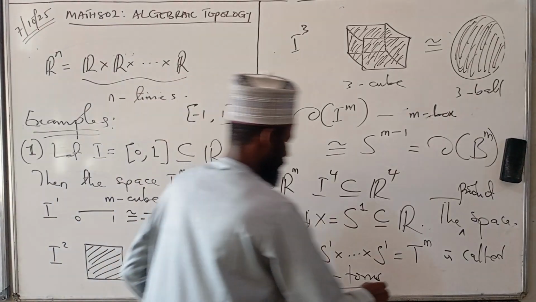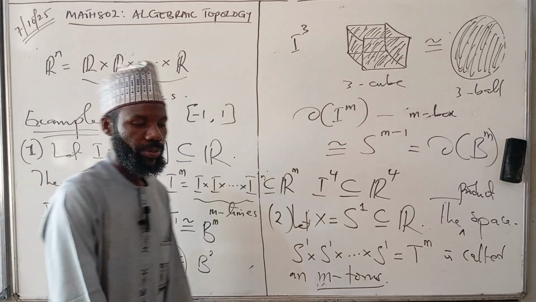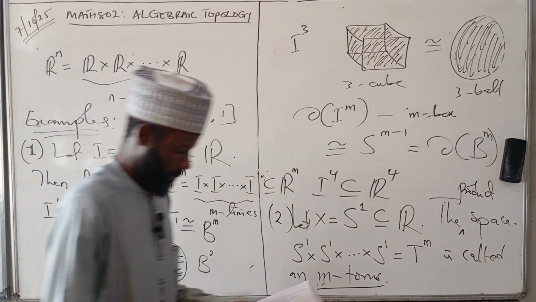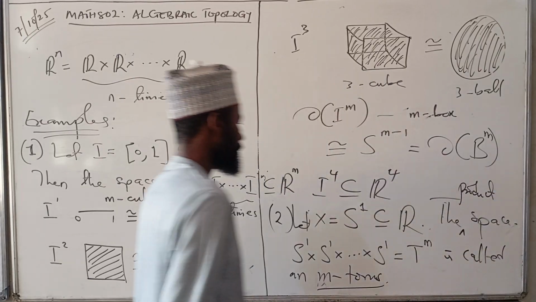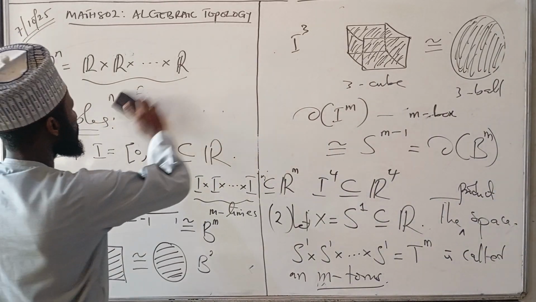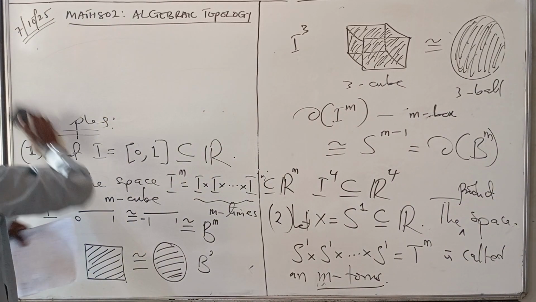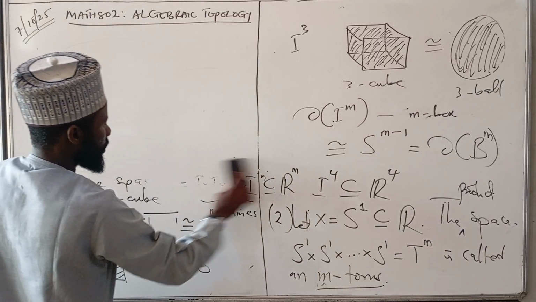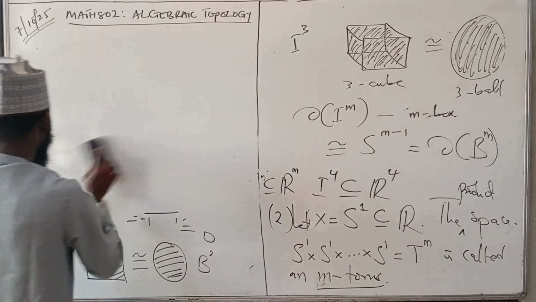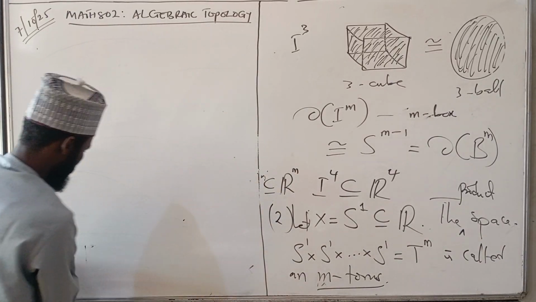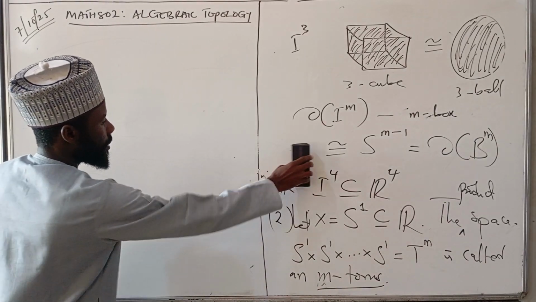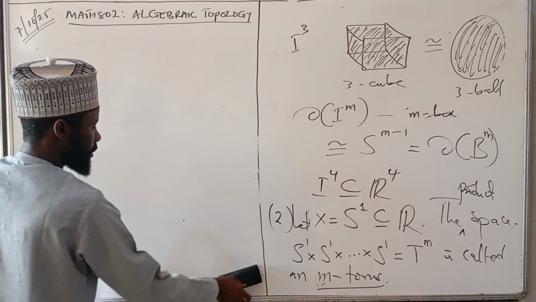A torus of dimension M. I can draw a torus up to dimension 2, but from dimension 3 upward, I don't know how to draw it.